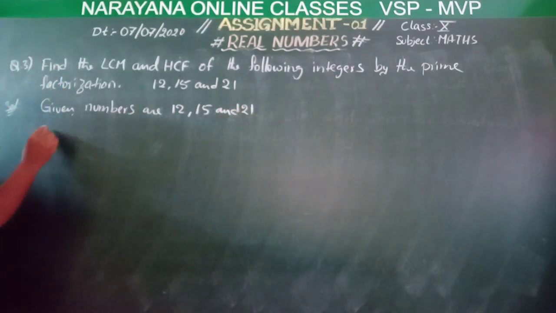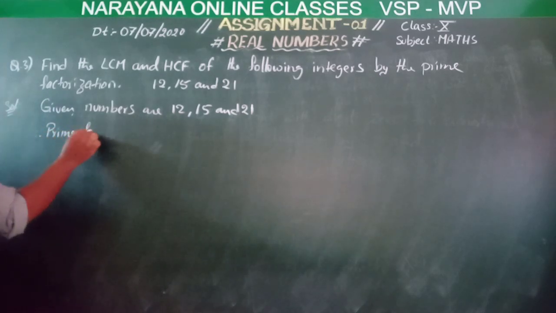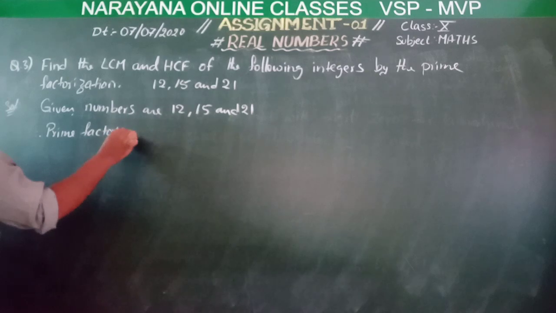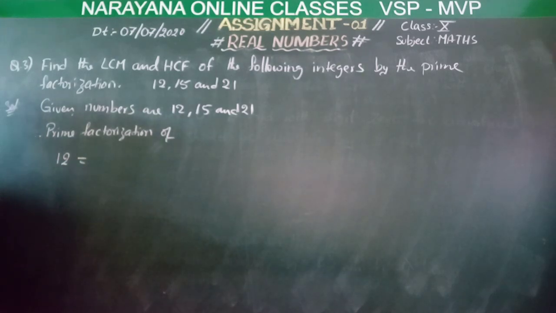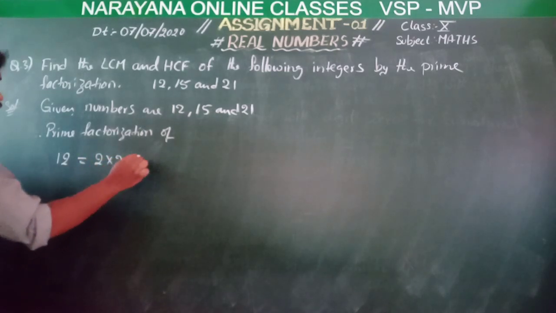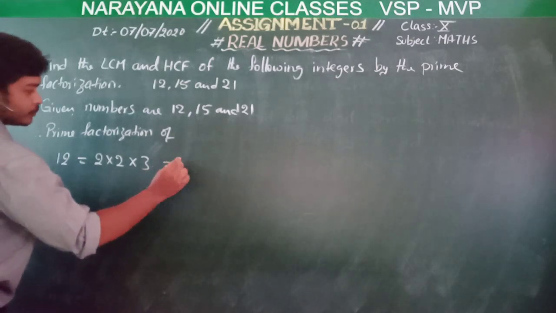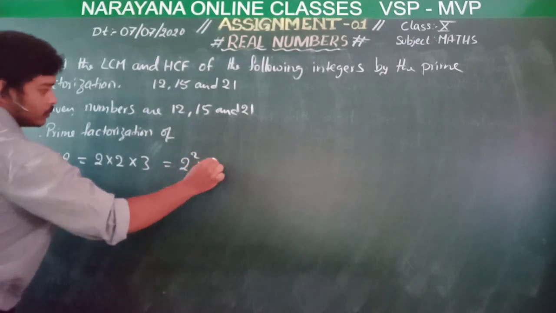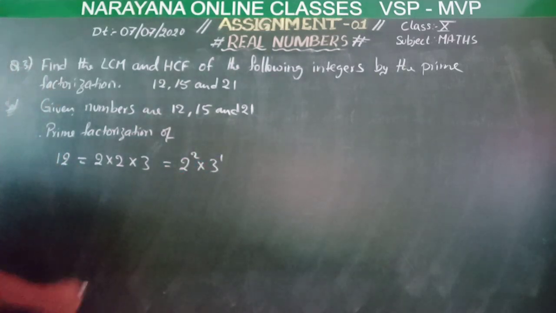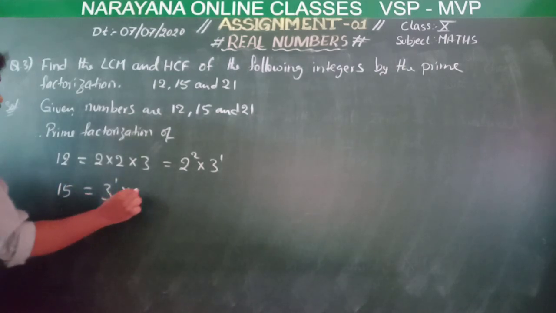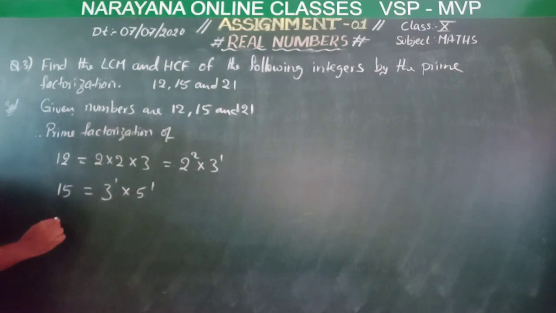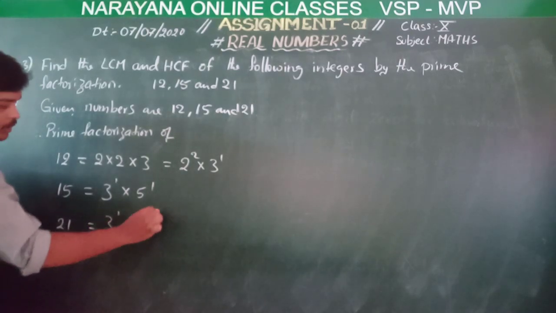Prime factorization of 12: we should write 12 as a product of primes, that is 2 into 2 is 4, 4 into 3 is 12. It can be written as 2 square into 3, 2 to the power 2 into 3 to the power of 1. And the next one, 15: we can write it as 3 fives are 15. It means 3 to the power of 1 into 5 to the power of 1. And next one is 21. 21 we can write it as 3 into 7, so 3 to the power of 1 into 7 to the power of 1.